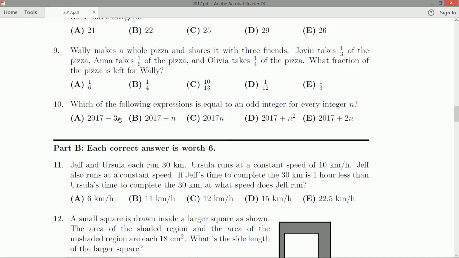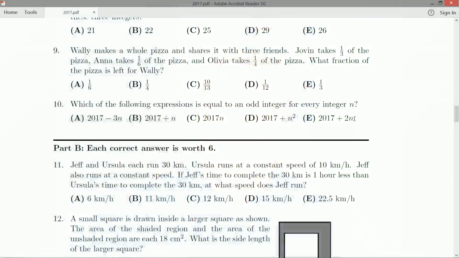So we've got 2017 minus 3n, 2017 plus n, 2017n, 2017 plus n squared, 2017 plus 2n. So reading through this, I can see the answer is going to be E. And I'll explain it first, and then we'll get into some counterexamples. But if you're just here for the very quick, how do I think about this question explanation, 2017 is odd. Okay, 2n, I don't care what n is, as long as it's an integer, 2n is going to be even. Odd plus even is always going to be odd.